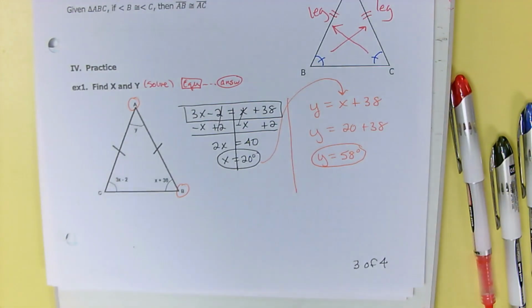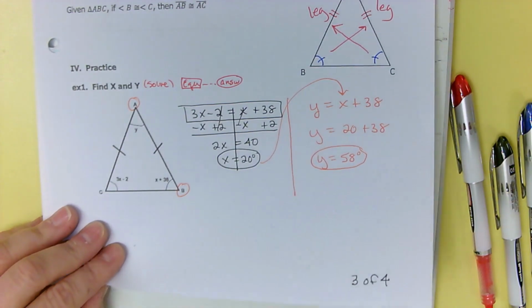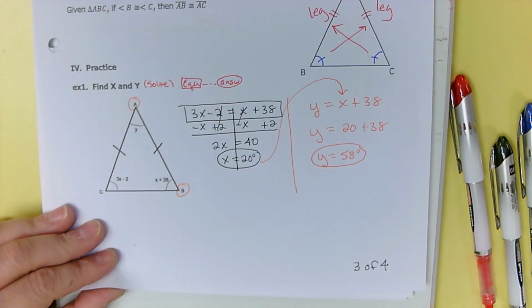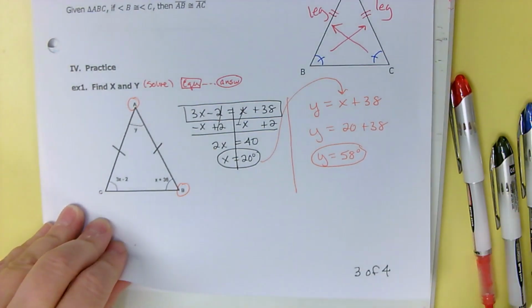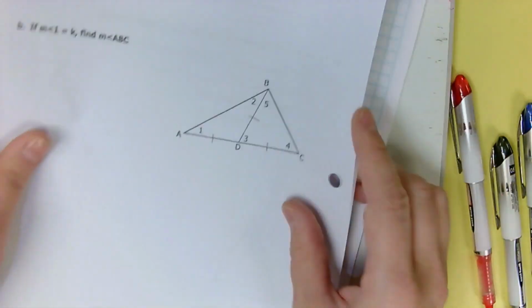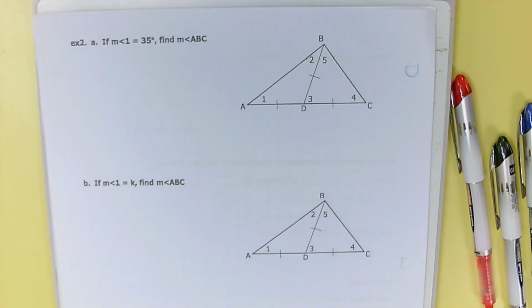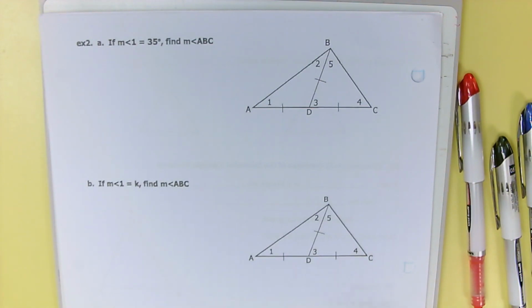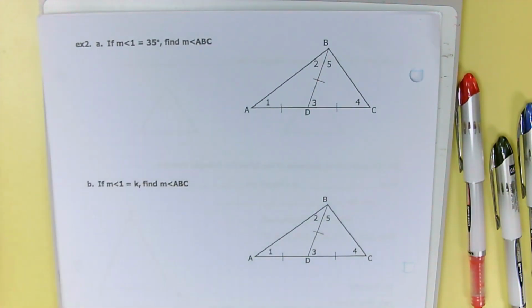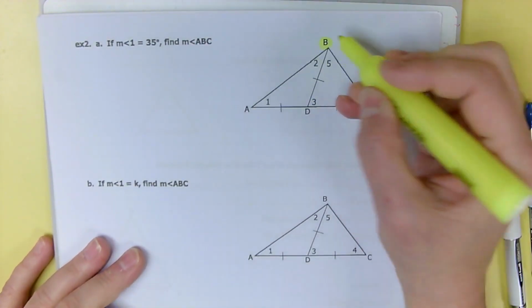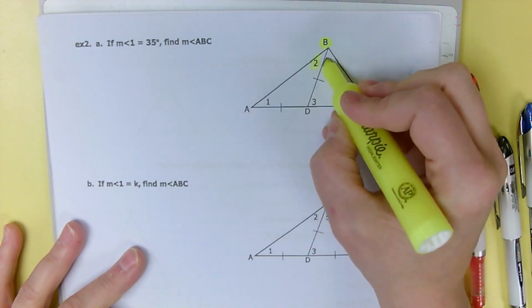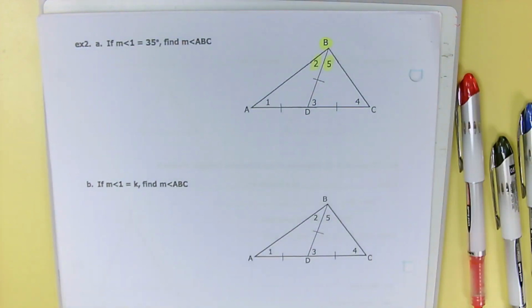Last 2 examples. Now these are 2 triangles we do a lot with. You're going to see them again. All right, so our first one is if angle 1 is 35 degrees, find angle ABC. So ABC would be angle B, but we have to find 2 and 5 and add those together. Once we add them together, we've got ABC and we're good.